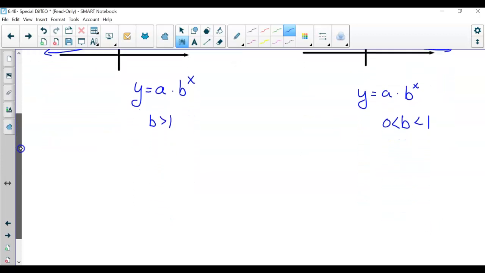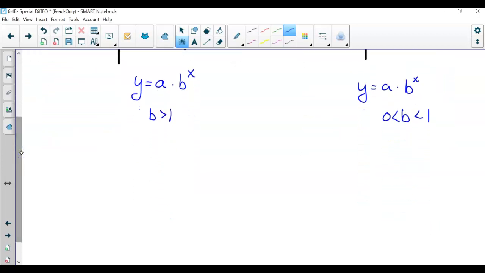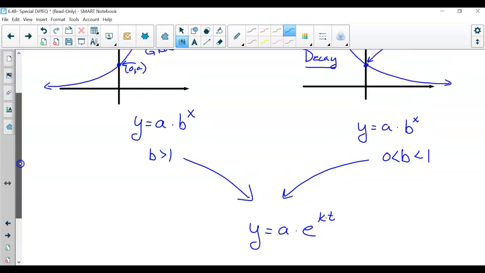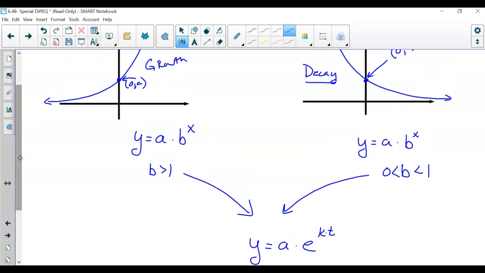And then we worked with that just for a little bit, and we took both of these growth and decay functions and we wrote them into one. We wrote them both into a base e exponential function, which is like y equals some a times e to the kt, k times t power. Okay? And how did we write growth and decay both into this exponential function?